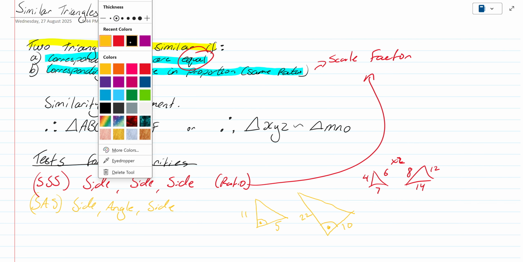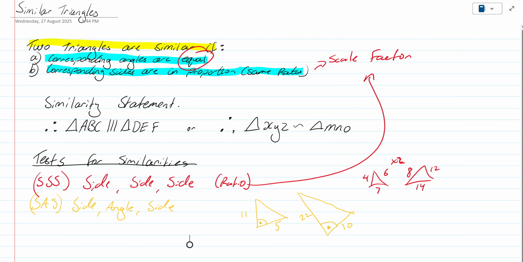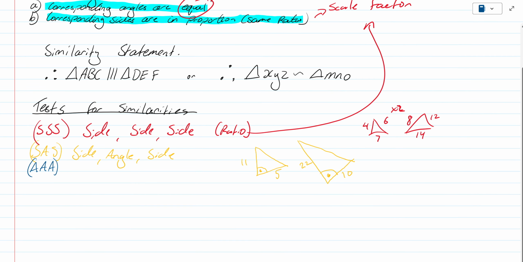Our next test, this is the one that's different to our test for congruence, is angle, angle, angle. When all angles in the triangle are the same, then the corresponding sides must be in the same proportion. That's just the way the three angles in a triangle work. It's a very unique shape in that sense. So all three corresponding angles are equal. If there are only two equal pairs, then the third pair must be equal by the angle sum of the triangle. So remember that in a triangle, all internal angles add to 180.